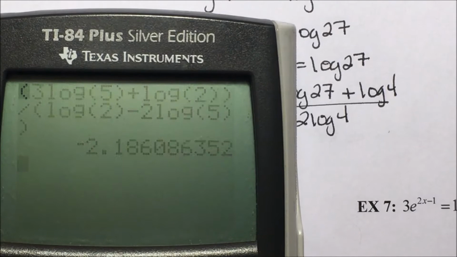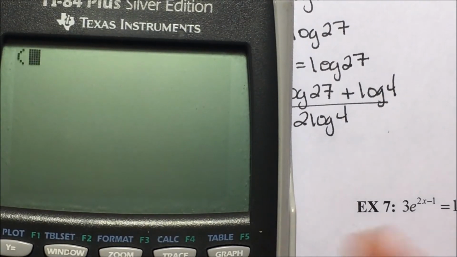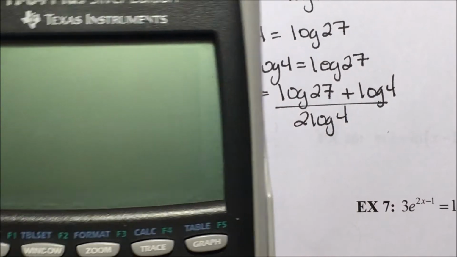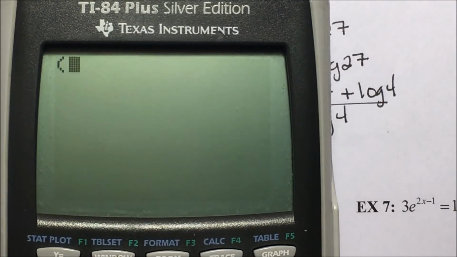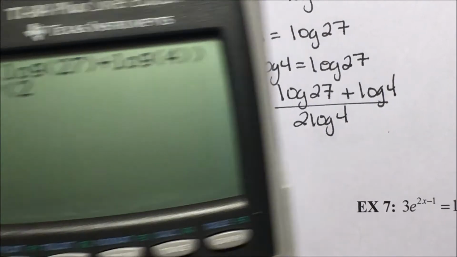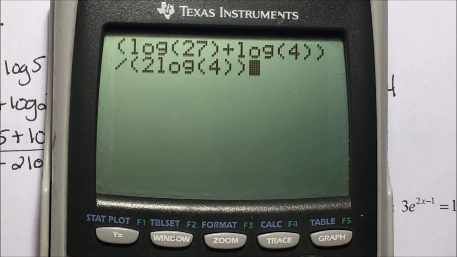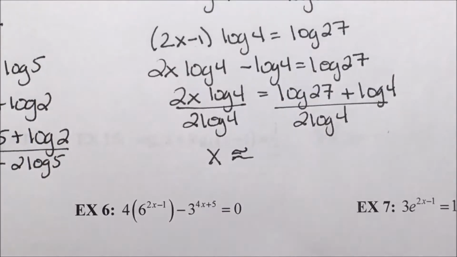But since we are rounding, I'm going to go ahead and throw this in the calculator. We've got log, and again, I want parentheses around the top so that it does that addition before it starts to divide. So log of 27 plus log of 4, close those parentheses, divided by 2 log 4. So about 1.6887.